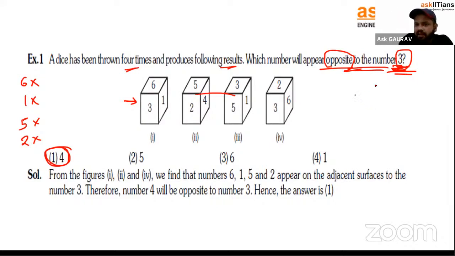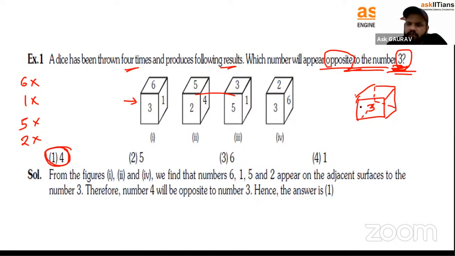It is just saying that if a dice is there, what will be the number which is opposite to 3? What will be that number which is opposite to 3? The question is asking that.